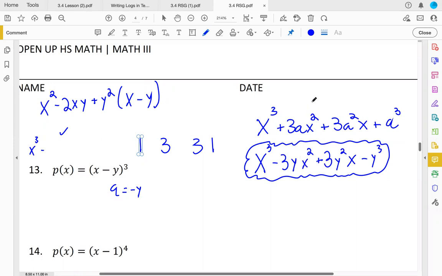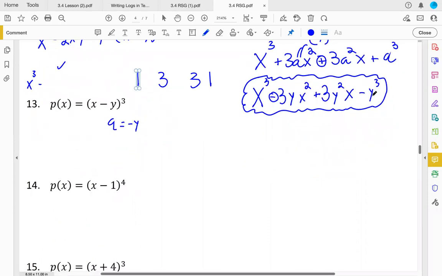Key ingredient is that a, remember, we said is negative y. So that means that here it becomes a negative term. Here it stays as is, positive because it's being squared. Down here, we claim it's subtracting y cubed. Capiche? Makes sense? Hope that one helps.